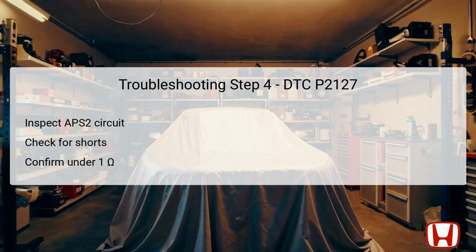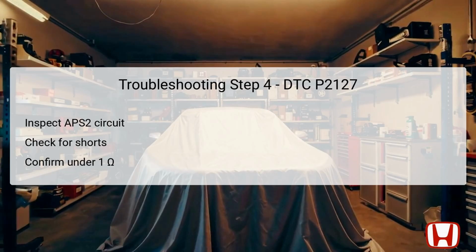Following the inspection of the VCC5 circuit, the next focus is on the APS2 circuit. Similar to the previous step, the technician needs to disconnect the necessary components and perform checks for continuity. This involves ensuring that the APS2 circuit has less than 1 ohm of resistance when tested. The low resistance reading indicates that there are no interruptions in the circuit's integrity.